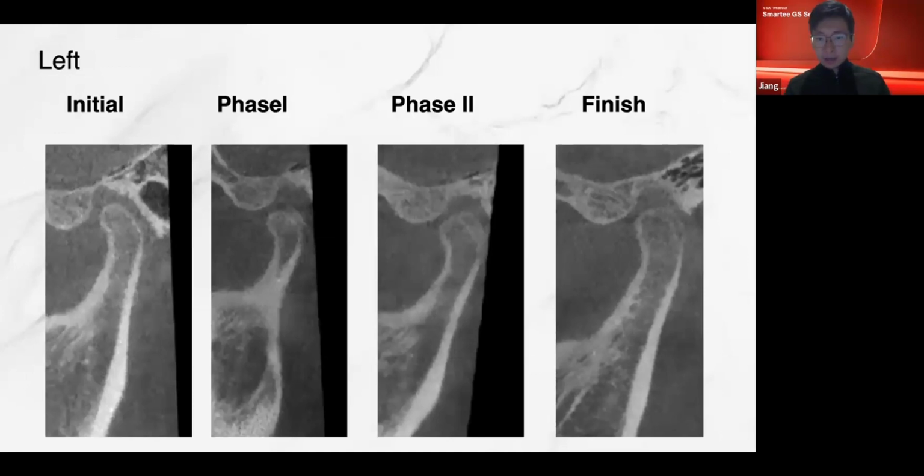This is the left side. We can see two outlines of the condyle, which means the newly formed bone of the condyle. And the space is changing. The condyle is reaccommodating and the TMJ is remodeling.